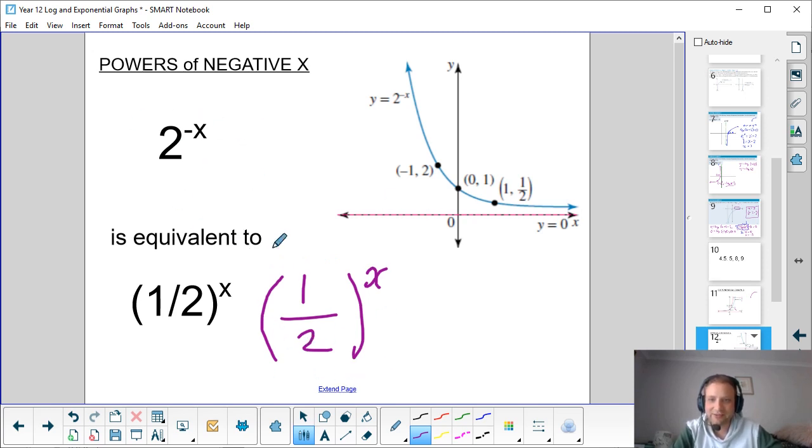So this and this are equivalent. If you see fractional powers, you may want to rewrite them, because this is the more accepted way of seeing a power like this. Write it with a negative power and identify that it has been reflected side to side.